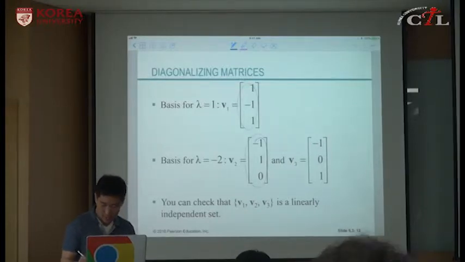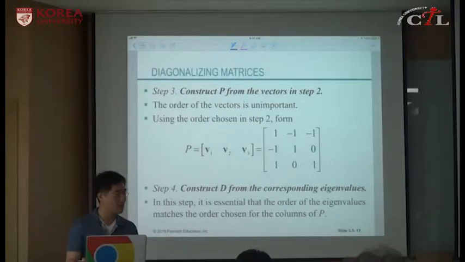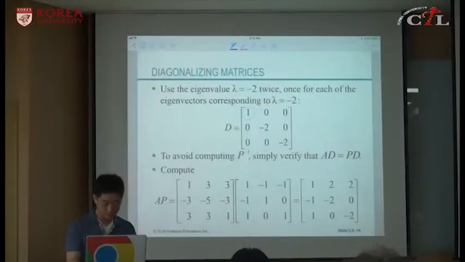Fortunately, in this case we can find two linearly independent eigenvectors from the eigenvalue of negative 2, and thus your matrix A is diagonalizable. And what about the matrix P? P will be just a collection of these eigenvectors, right? And what about D? D is also just a collection of the corresponding eigenvalues, right?